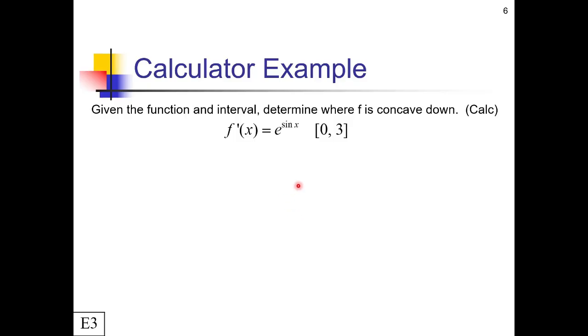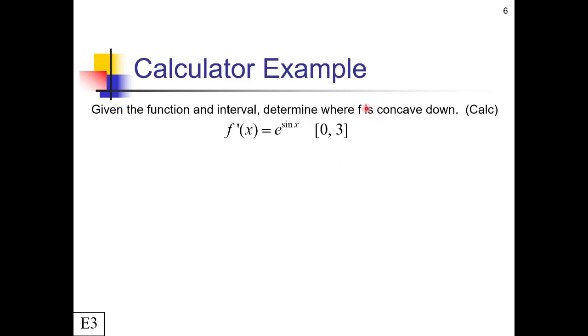On this next example, you're going to get to use the Desmos graphing calculator. So we're giving you the f prime of a function, e to the sine of x, over the interval from 0 to 3. See if you can use the calculator to figure out where the original function is concave down. All right, let's see how that went.